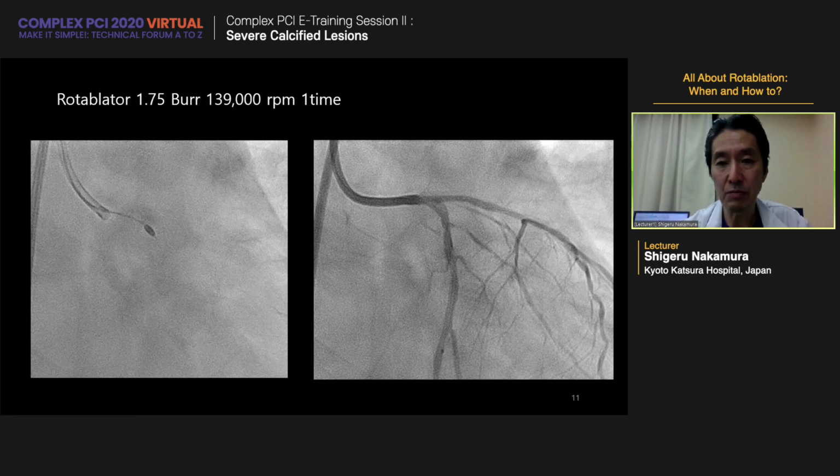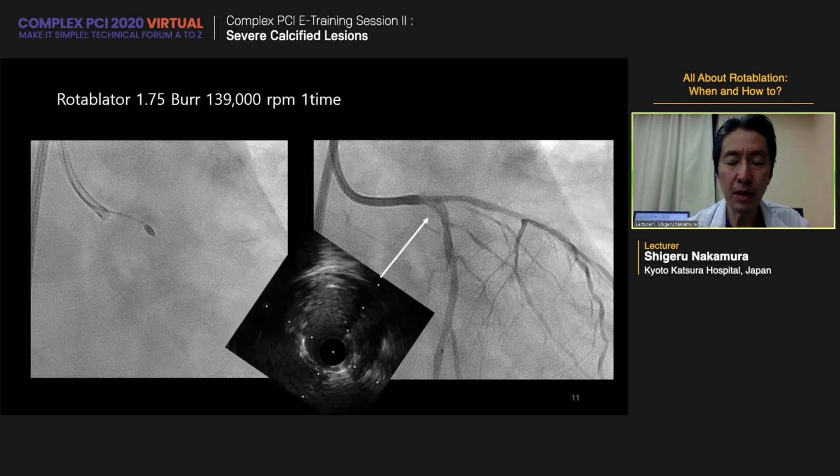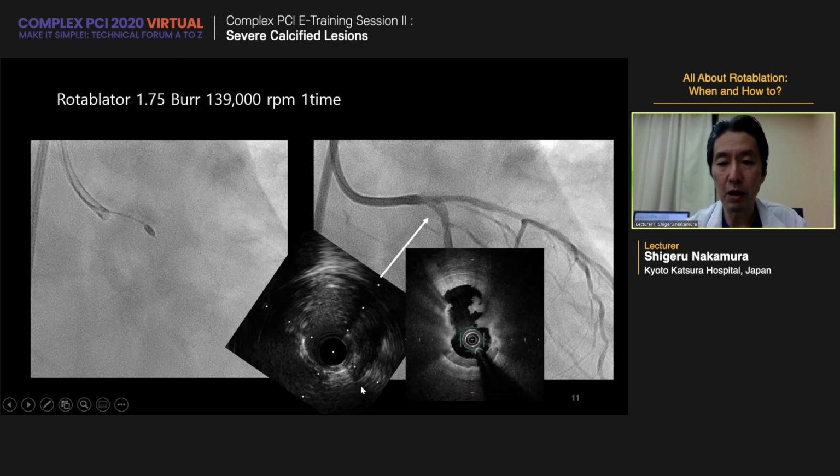The circumflex ostium looks like a delta area, so it looks like a large dissection. But when we check by IVUS, there is some kind of reverberation here, and it is difficult to judge. When we use OCT, we can clearly see the cut mark of the calcium surface. So this area is not a dissection, it's an enlarged lumen.